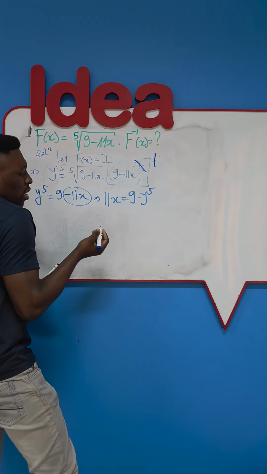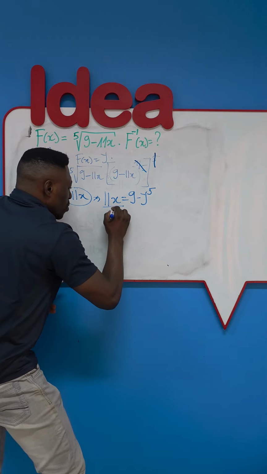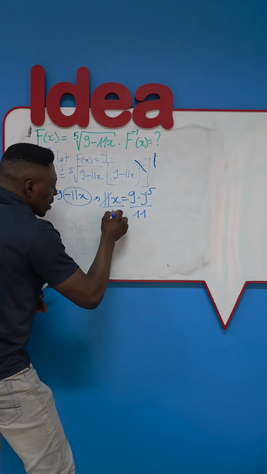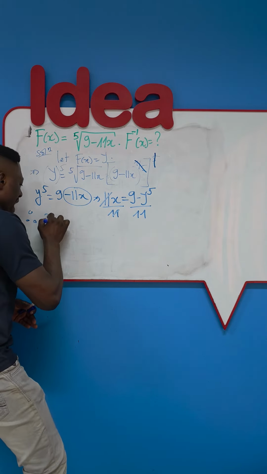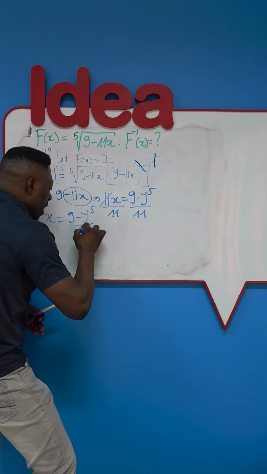At this point, nothing else is to be done but to divide both sides by the coefficient of this x, which is 11, in order to free up x. So this goes with this. Therefore, our x is equal to (9 minus y to the power of 5) divided by 11.